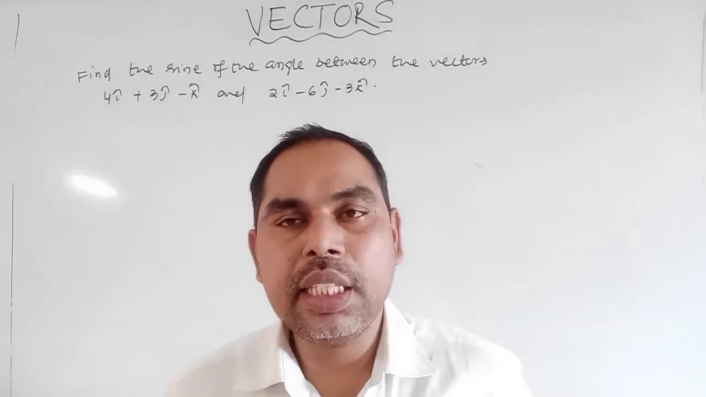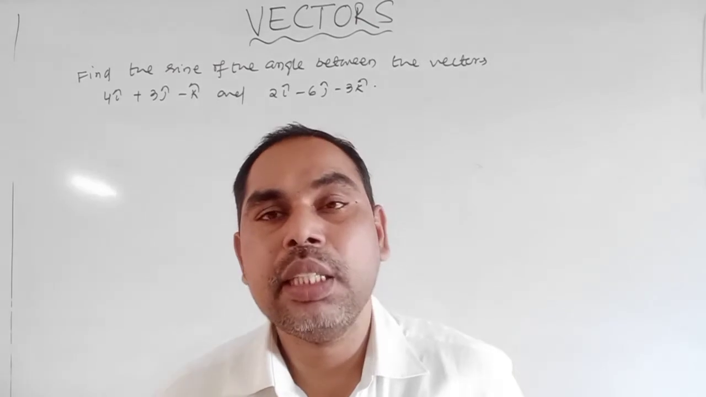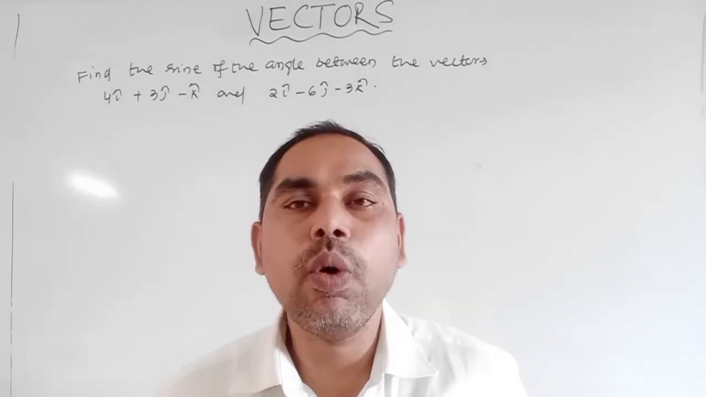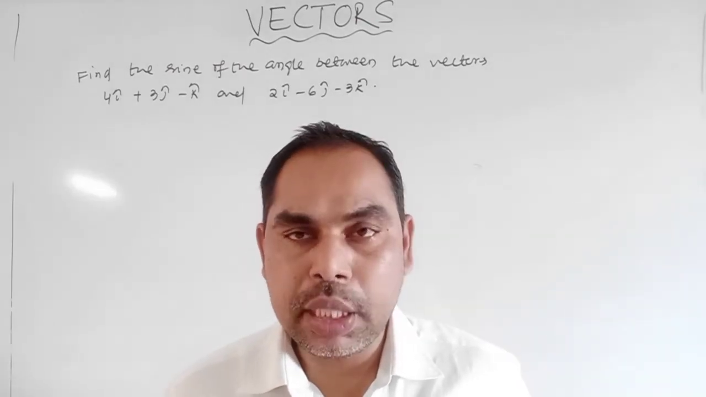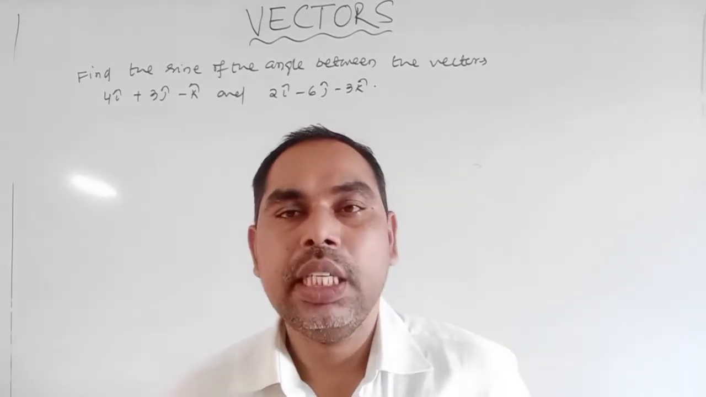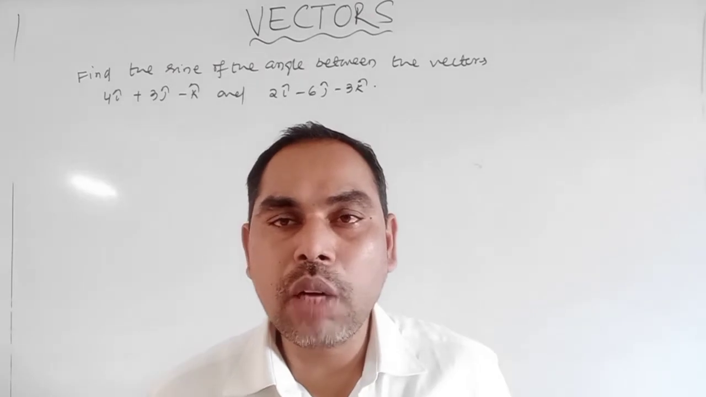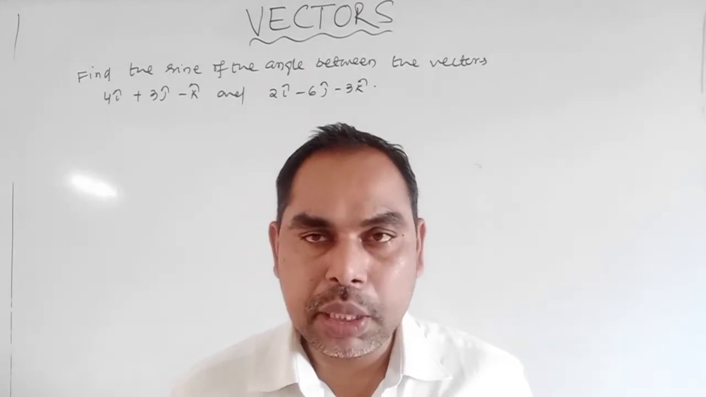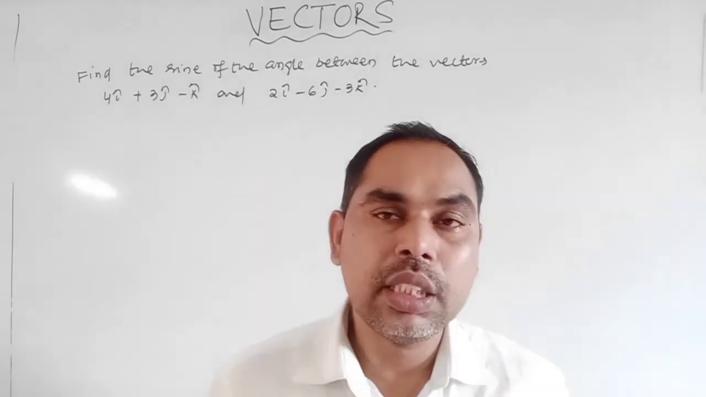Sorry, sin theta is equal to mod of A cross B by mod A into mod B, and n cap, the unit vector in the direction of A cross B, is equal to A cross B divided by mod of A cross B.